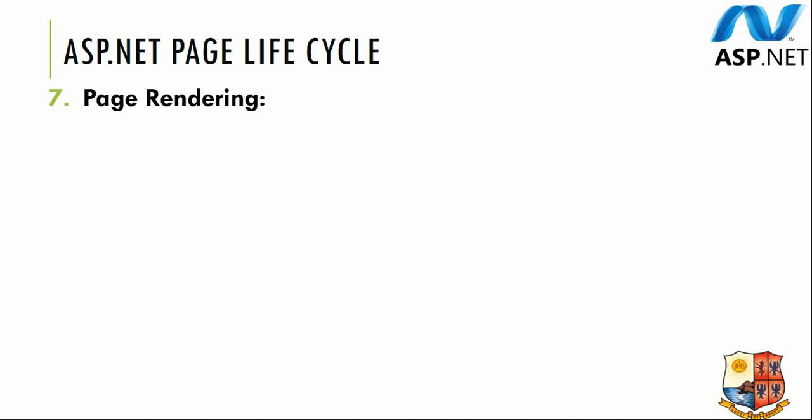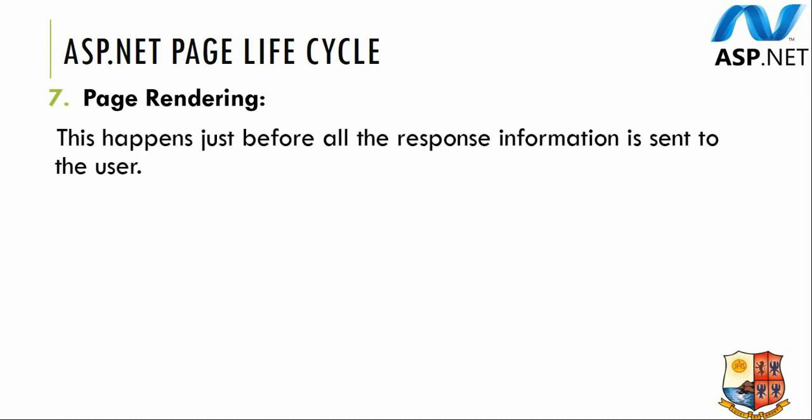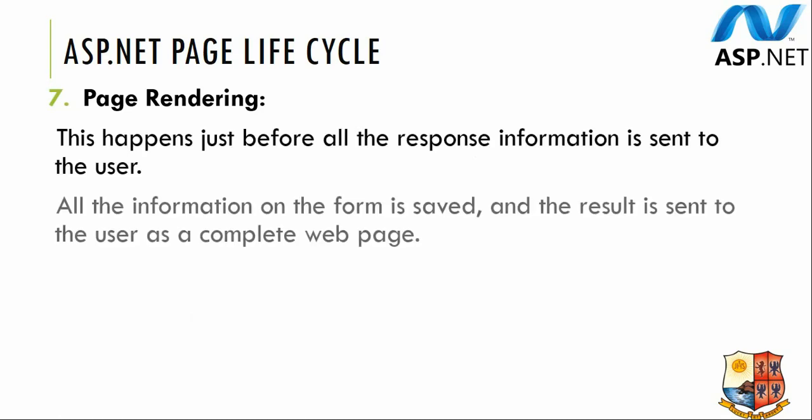The last one is the phase in the life cycle where the page is actually rendered to the client. This happens just before all the response information is sent to the user, and all information from the form is saved. Whatever you have done, the server records that and then sends it as a complete web page. Please remember, whatever goes back to the client cannot have even one letter of C# or ASPX. Whatever goes back from the server should be pure HTML. A complete web page must be given back to the user. So that is one more important thing, page rendering.